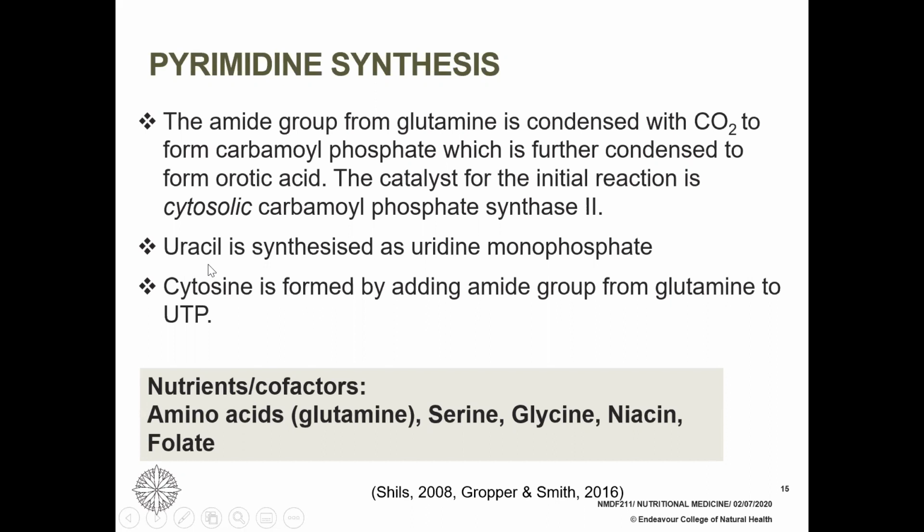But then we are making uracil, from, first we make cytosine and then we make, sorry, I'm saying the reverse. Uracil is the one we are first making, and then we are adding glutamine to make cytosine. And in the process, we are using serine, glycine, lysine, and of course, folate in this synthesis.